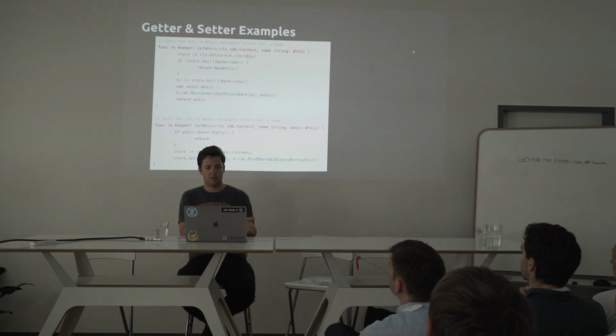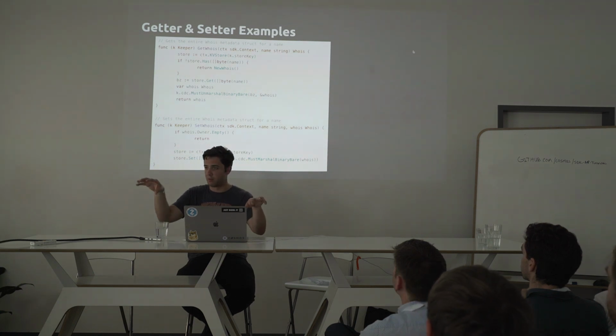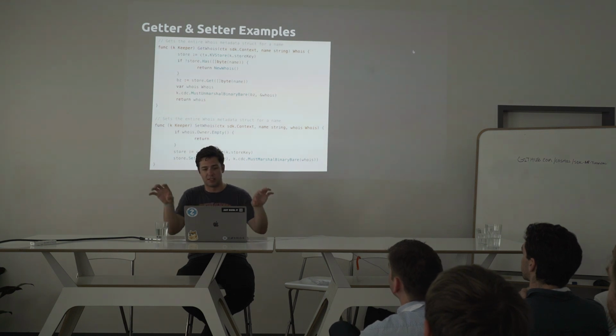And then the setter, if there's no owner for it, we're going to do one thing. If there's no owner for it, we need to return an error, essentially. And that's what that return does there. And then we'll set it. This is just a key value, so it's set byte with the bytes that you want, the name with the bytes that you want, so very, very simple. Any questions on this so far?